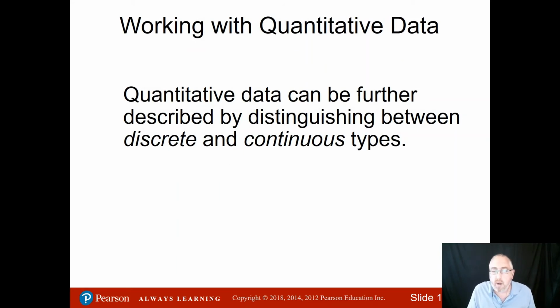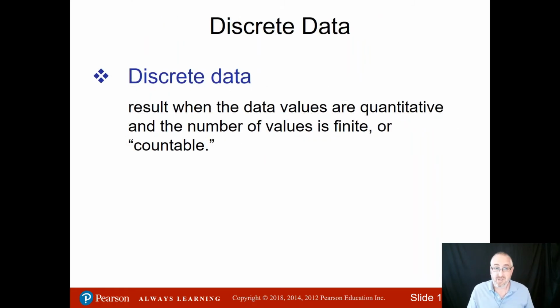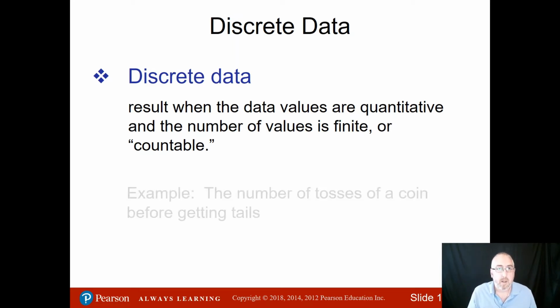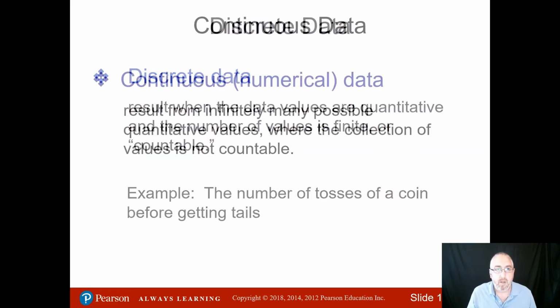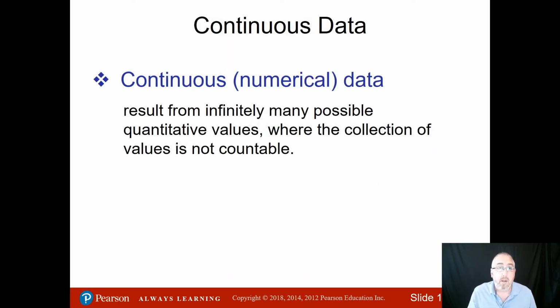We like working with quantitative data because it's numbers and you can do more with it. Quantitative data can be further described by distinguishing between discrete and continuous types. Discrete data results when the data values are quantitative and the number of values is finite or countable. Countable is probably the safer way to describe discrete. If you can count it, it's discrete. For example, the number of tosses of a coin before getting tails. That's a finite number and it's a countable number. On the other hand, we have continuous data that results from infinitely many possible quantitative values where the collection of values is not countable.